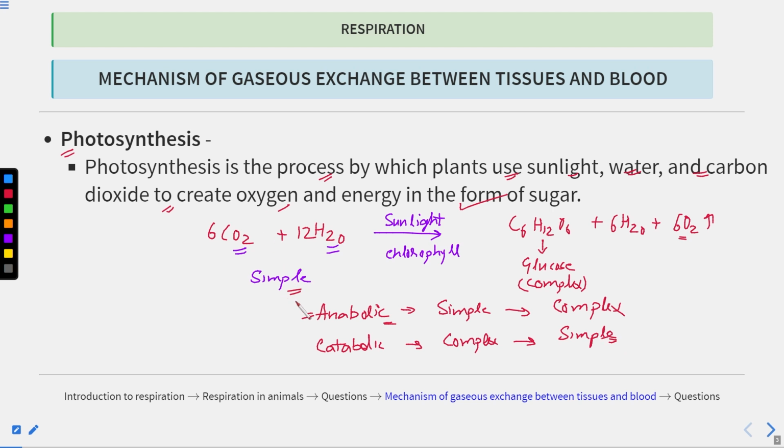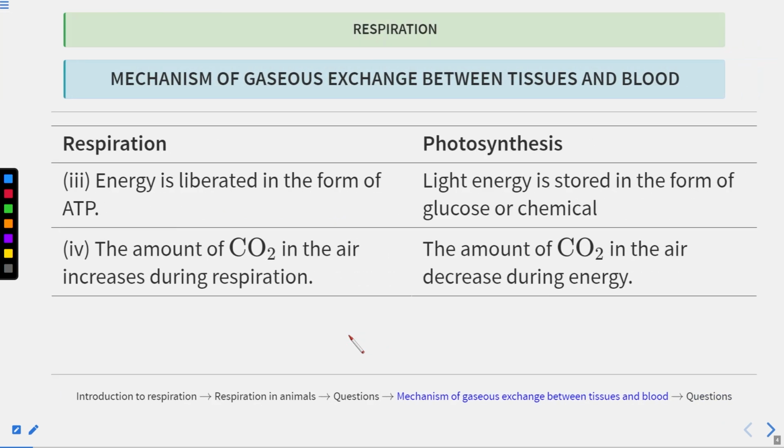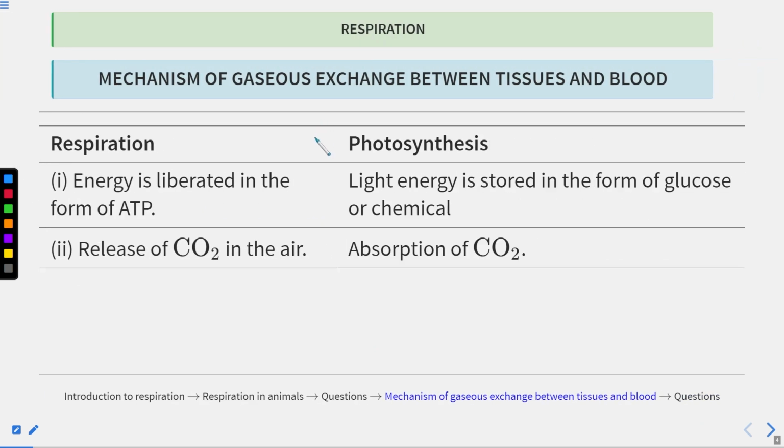Now, both this anabolic and catabolic process combine, and they are known as the metabolism. So metabolism involves both anabolic as well as the catabolic pathway. Now let's discuss the differences between the respiration and the photosynthesis.